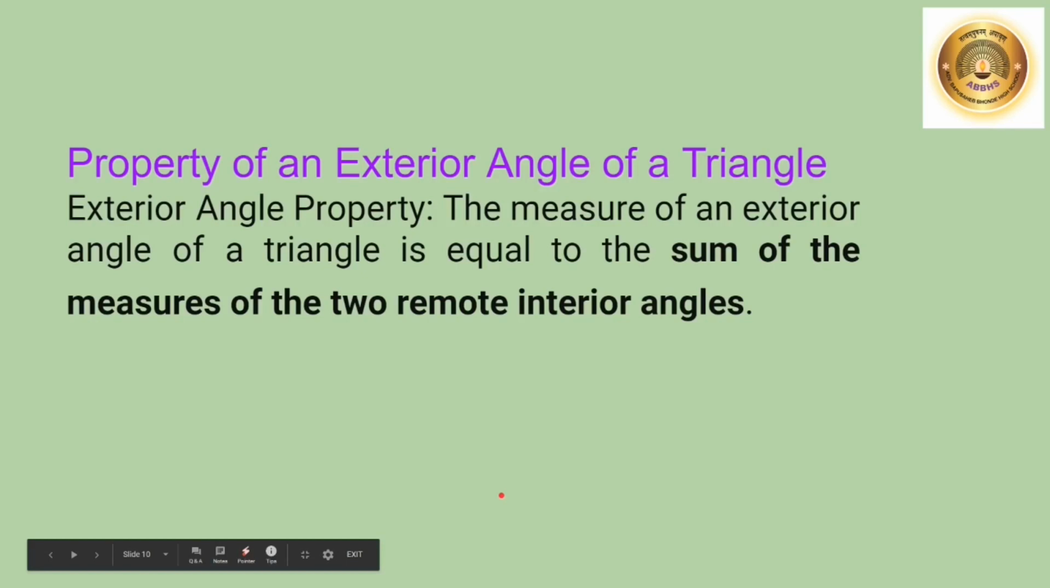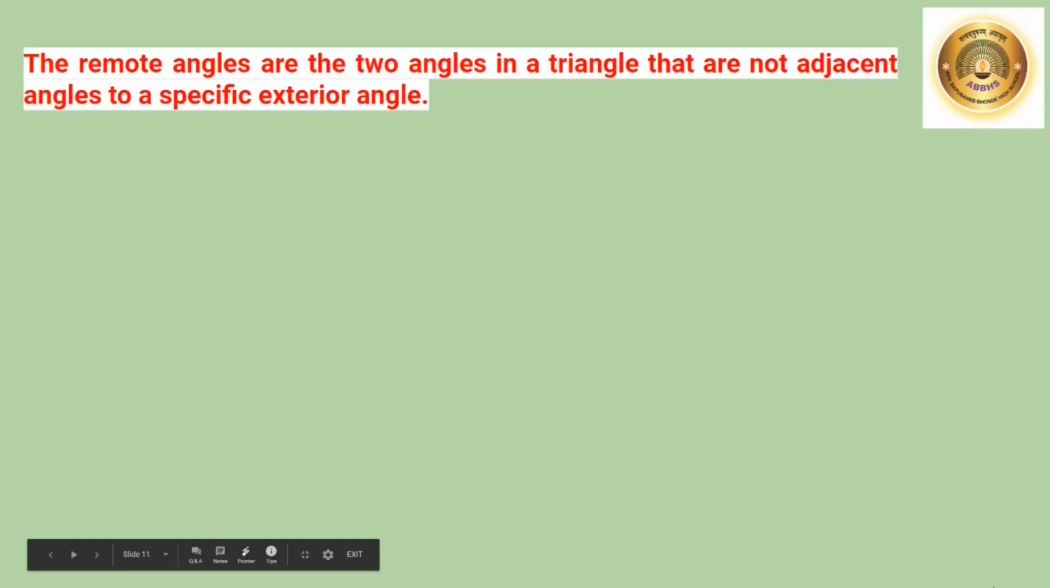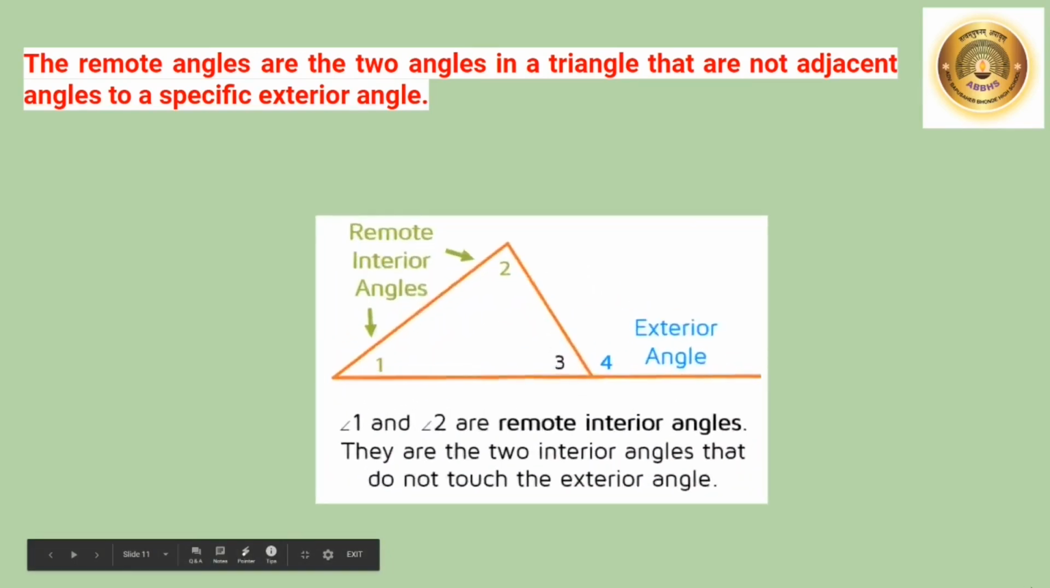Now the property of an exterior angle of a triangle. It's also called the exterior angle property. The measure of an exterior angle of a triangle is equal to the sum of the measures of the two remote interior angles. Before we study the property, let us see what is meant by remote angles of a triangle. The remote angles are the two angles in a triangle that are not adjacent angles to a specific exterior angle.